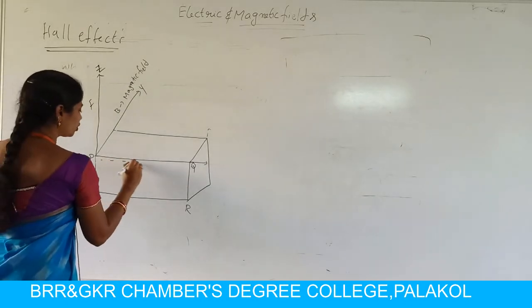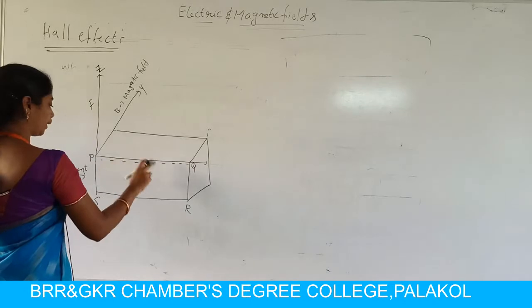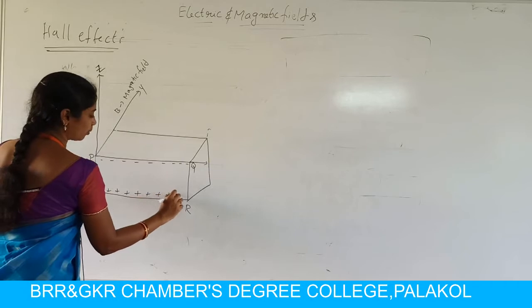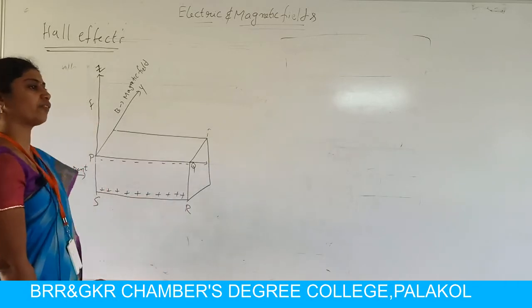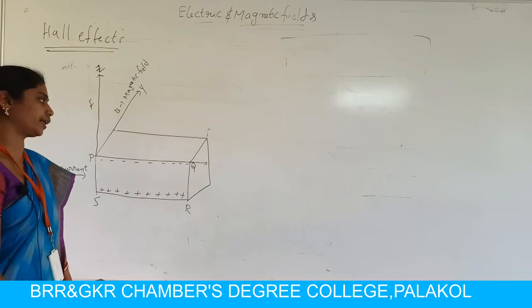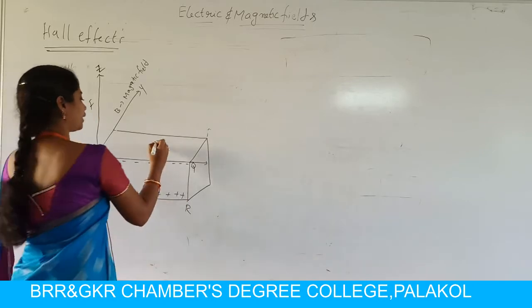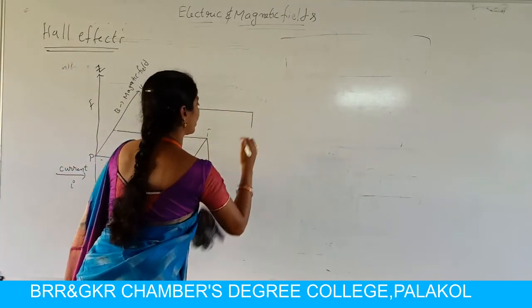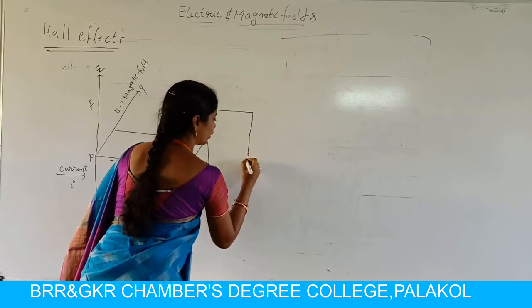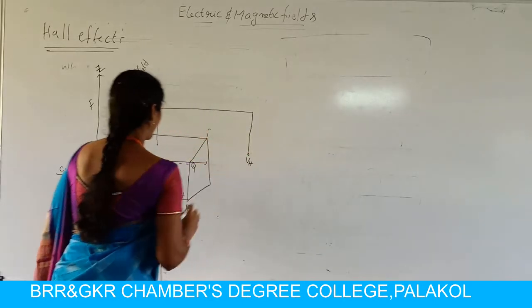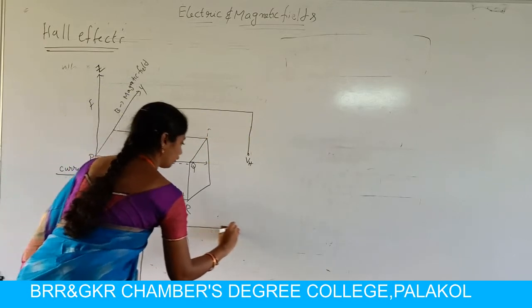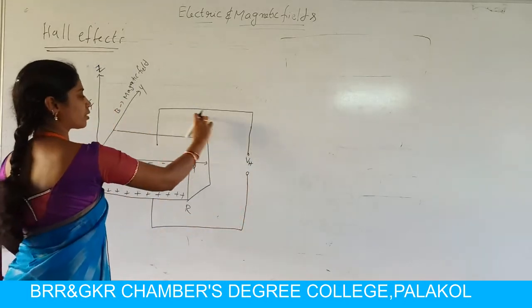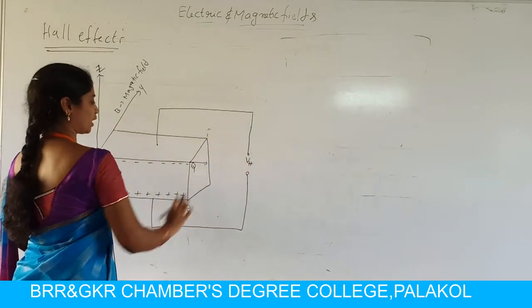Here the charge carriers are present on this strip PQ or S. Whenever the current flows, negative charges and positive charges are established. So our definition is: whenever a magnetic field is applied perpendicular to a current carrying conductor, a potential difference is created at the ends of this conductor. Hence we say that the potential difference, VH, is created by Hall. From the definition of Hall effect, the potential difference is created at the ends of this conductor. Hence VH is created here.